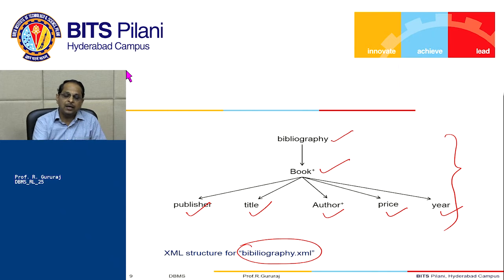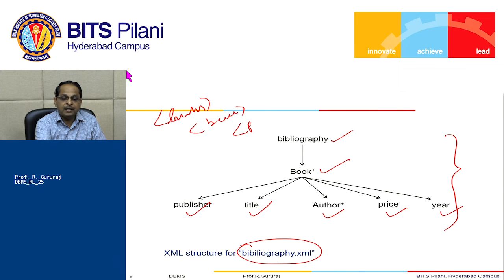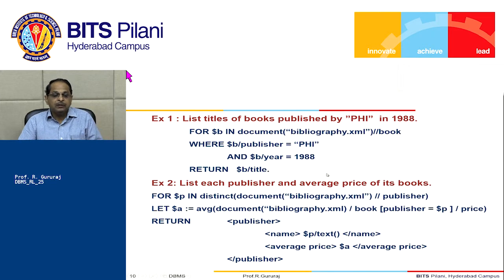That means if you look at the bibliography root element, you will have a book element here, and the book element will contain publisher and title, something like this. So if you assume that kind of document, and I want to list the titles of books published by the publisher PHI in the year 1988, how can I write an XQuery expression? The first is the for clause, with $b, which is known as a path variable.